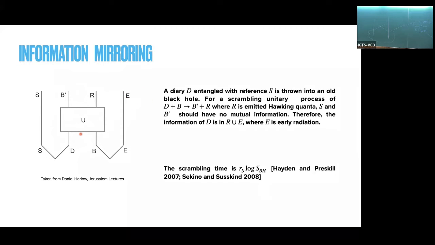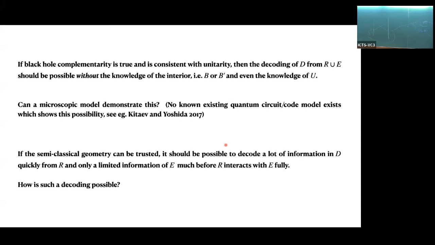So basically the idea is that the information should automatically come out, and this is called information mirroring. It will take a scrambling time of order r_s log S_BH. This has also been discussed more precisely. The scrambling time was initially made clear in a very nice way by Sekino and Susskind, because I think the original Hayden estimate of the scrambling time was wrong.